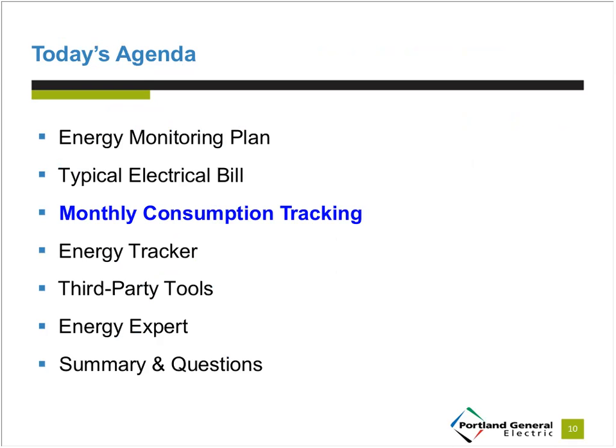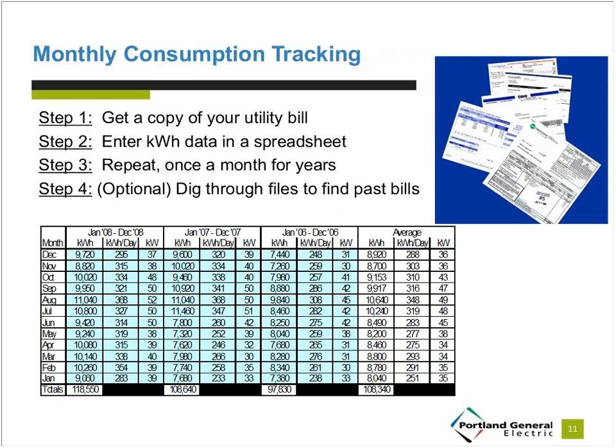So we have all the tools we need to monitor or track our consumption monthly, and that's basically the bill. All you need to do is every month get a copy of your utility bill. You want to enter the kilowatt hour data. That's your energy usage data. And if you want, you can do your actual cost data too, although the two are essentially going to track each other. And you want to do that each month.